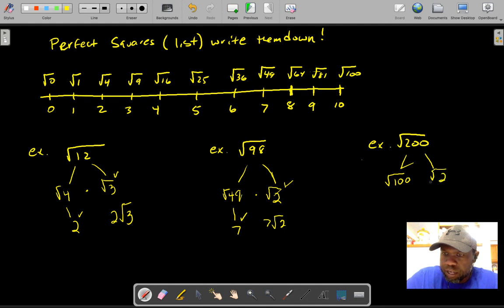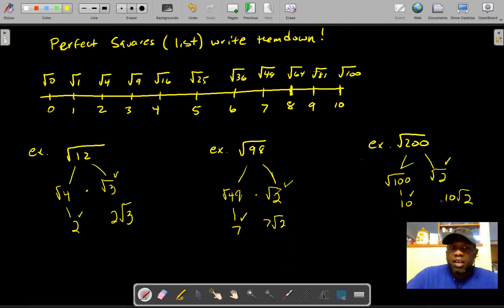Okay, so let's work that out. The square root of 100, what is that? Well, it says it up here. The square root of 100 is 10. So I'm going to pull out a 10 here and check that off. And then I have the square root of 2. That's easy, I know that can't be reduced. So I have two things to check off here. And I'm going to make this 10 times the square root of 2. And that would be the simplest form of that answer.